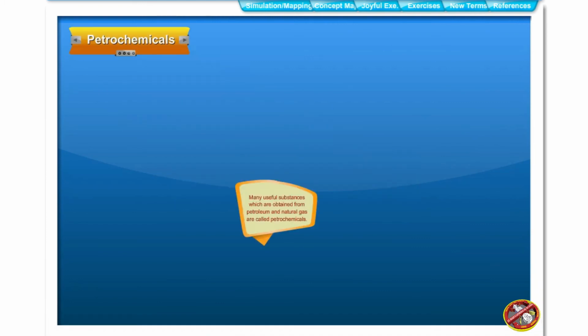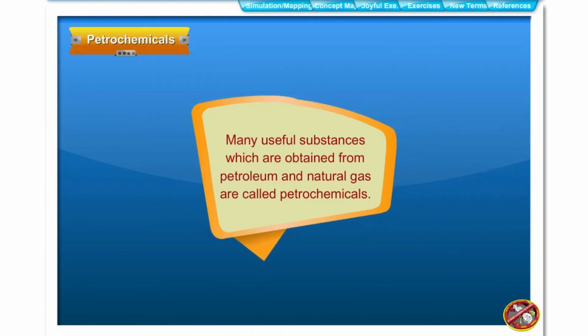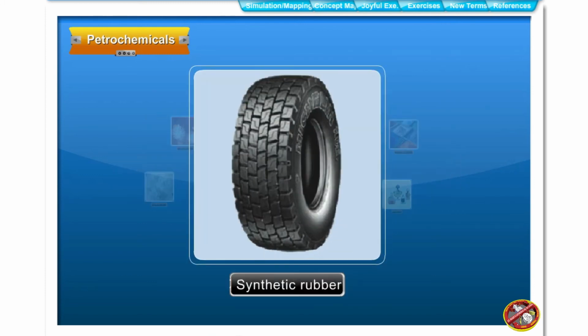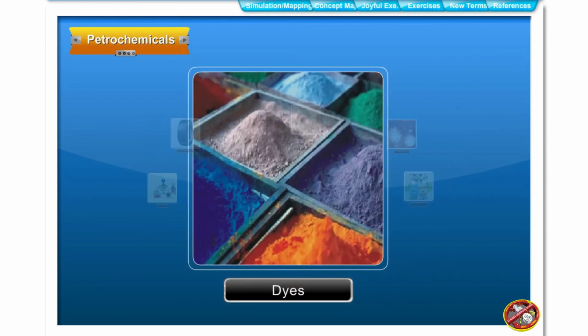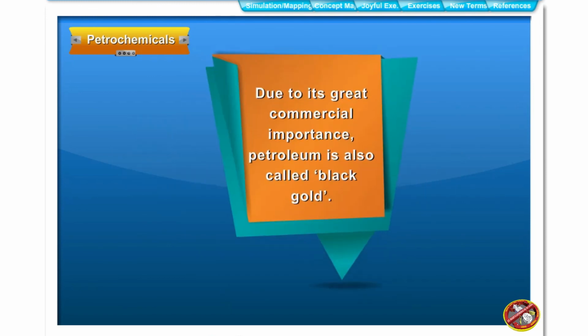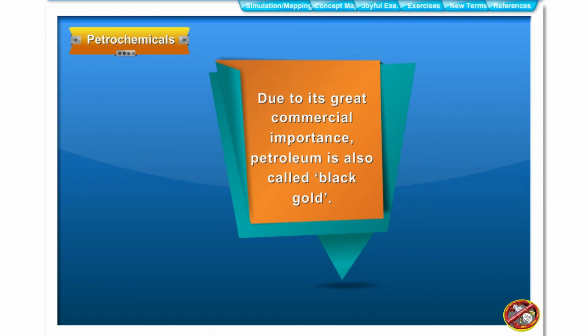Petrochemicals. Many useful substances which are obtained from petroleum and natural gas are called petrochemicals. Synthetic fibers, synthetic rubber, perfumes, dyes, drugs, medicines, explosives. Due to its great commercial importance, petroleum is also called black gold.